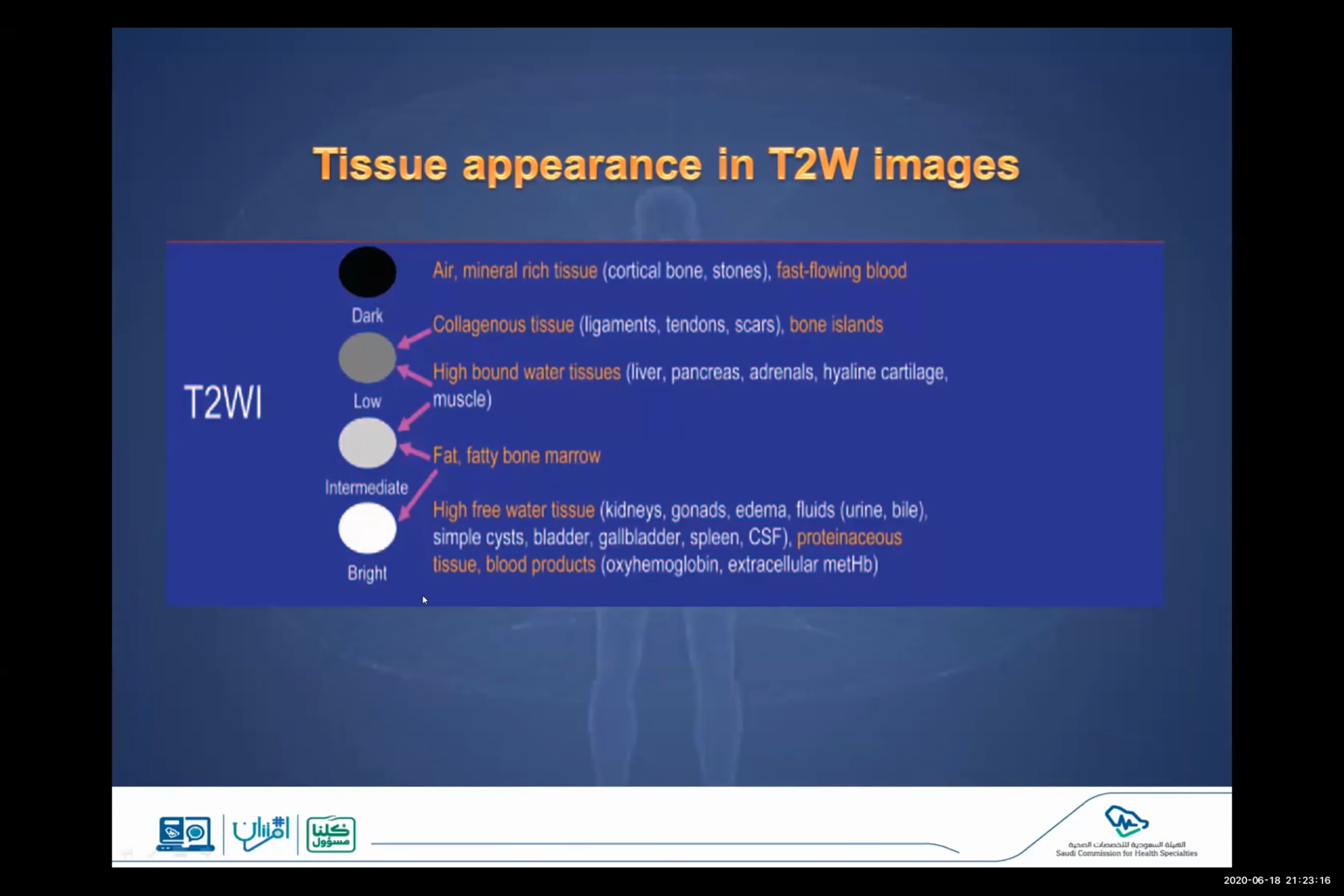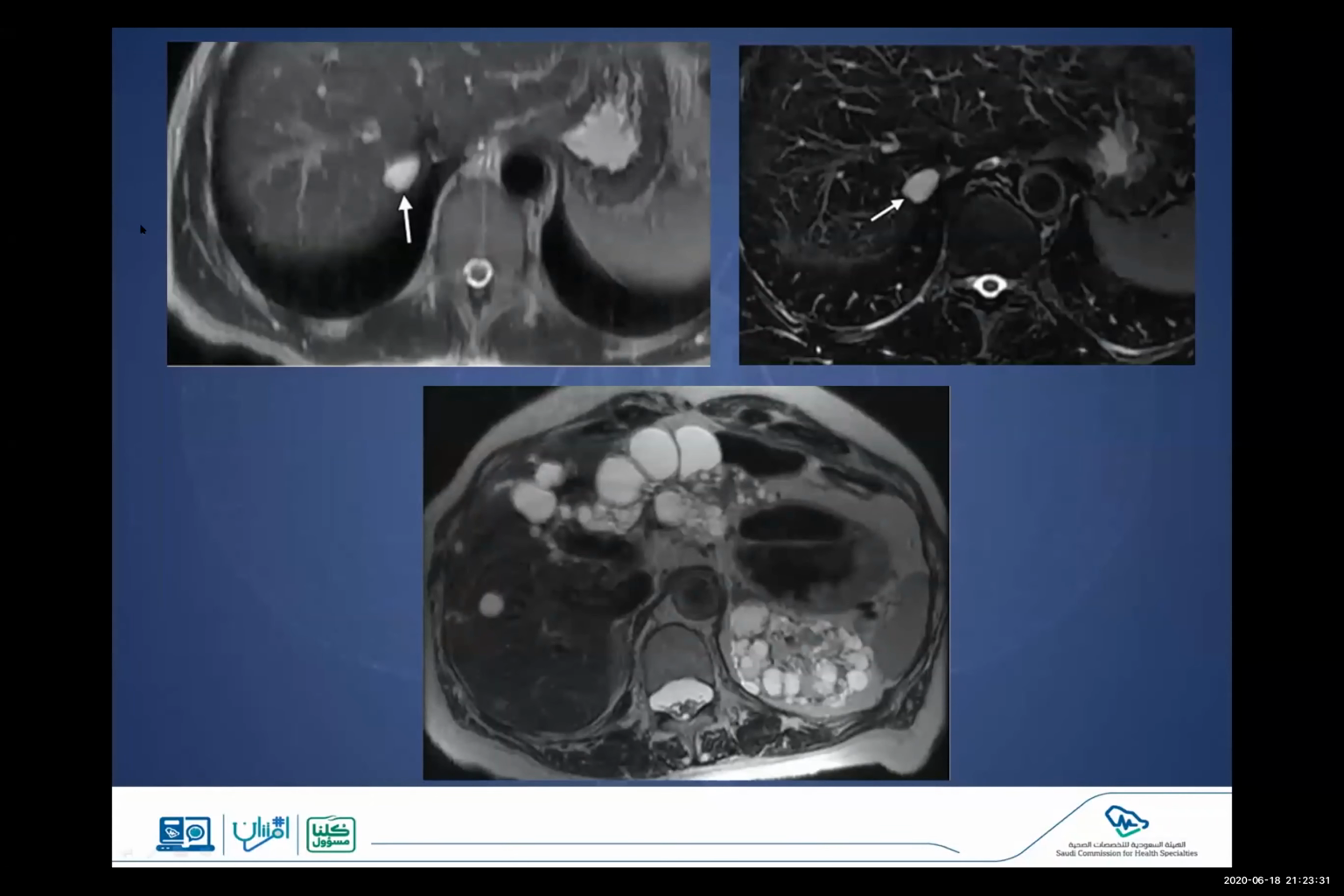Fat is usually light gray. Gray matter is light gray, white matter is dark gray. Again, this is how tissue will appear. Again, as I said, air and bone, cortical bone will show black because there's no proton, and proton is 0, multiplied by other parameters, other factors, total will be 0. This is an example of T2.